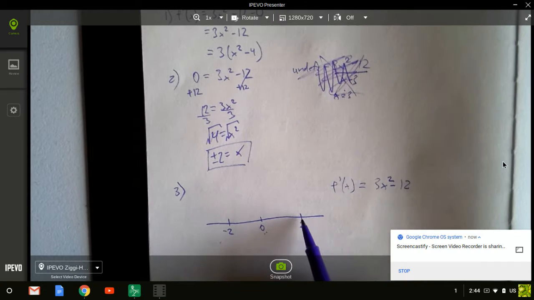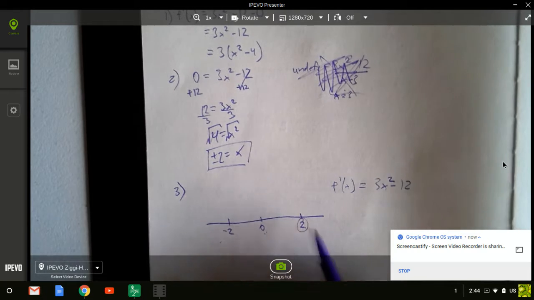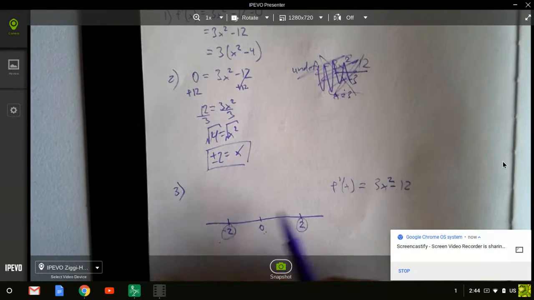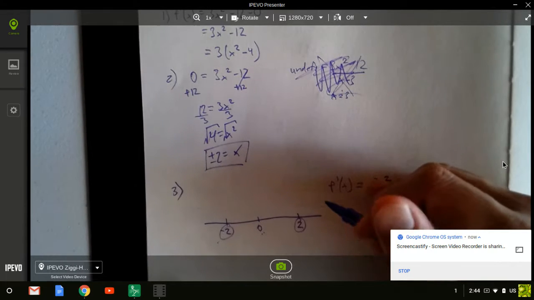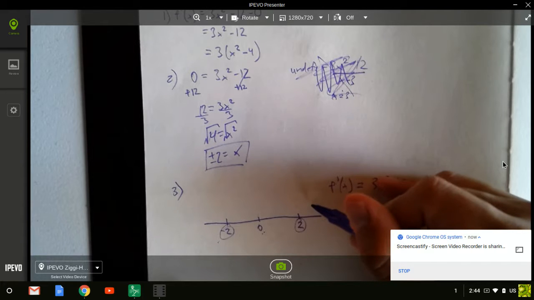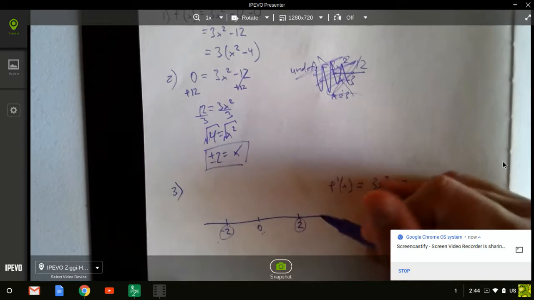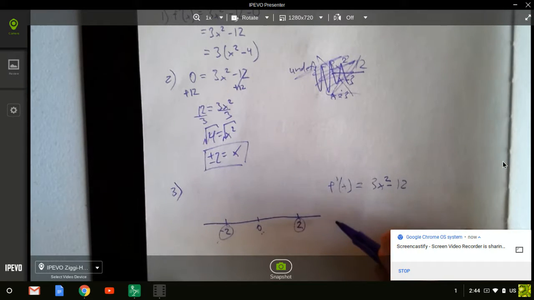So like on the right here, between 0 and 2, so 2 is the actual critical value and negative 2 is, we want to see if we get a minimum or a maximum here, okay? So here I'm going to plug in a number that is more than 2, so that'd be like 3. So let's just plug in 3 here. Let's just see what happens if we plug in 3 here.